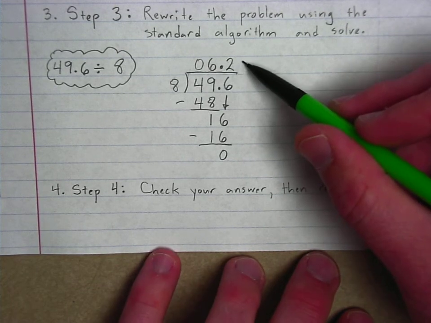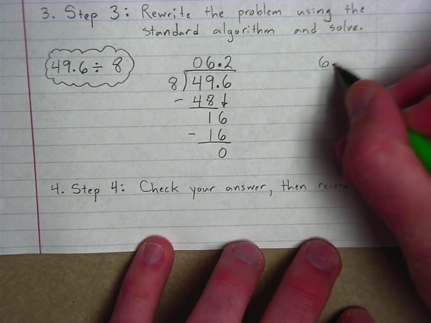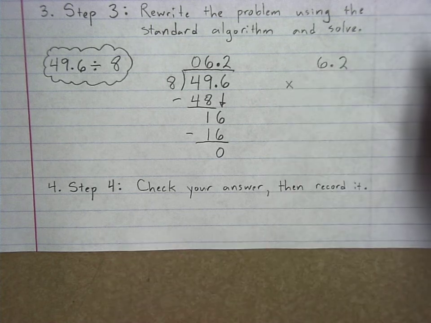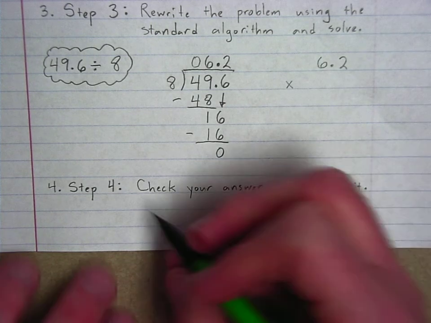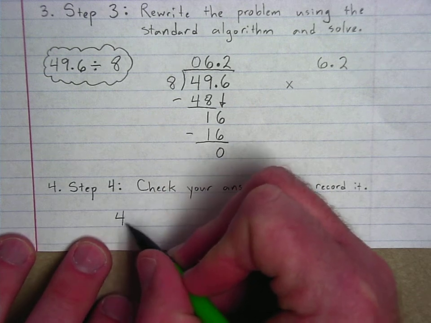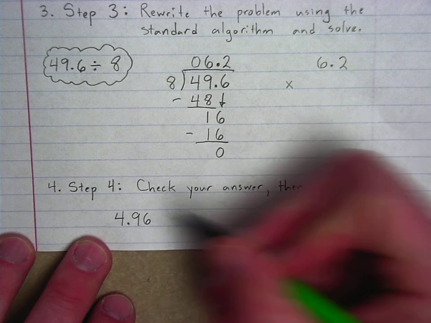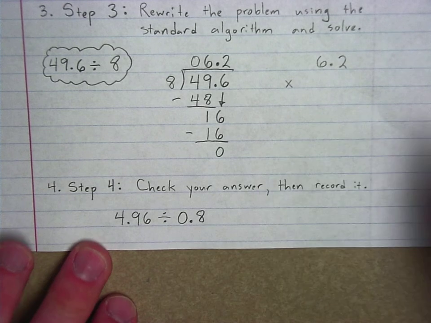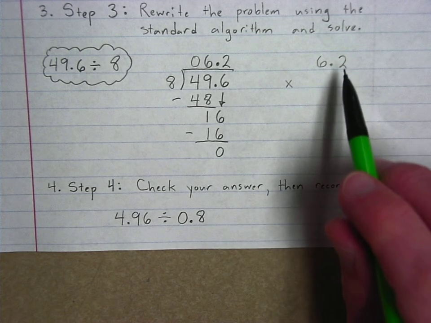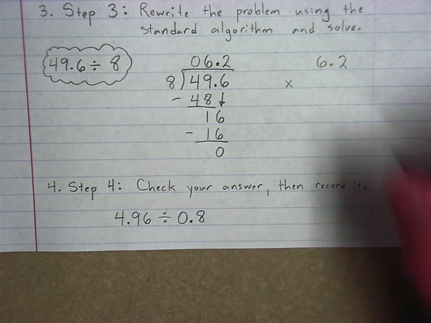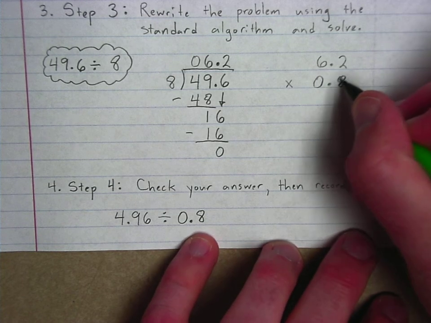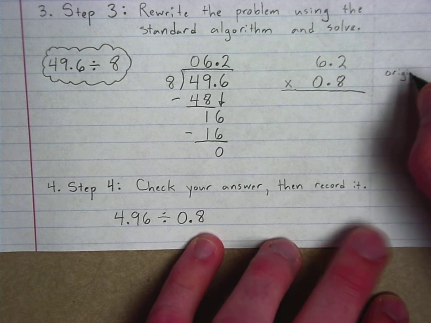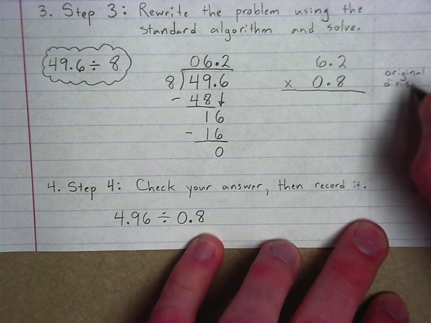I am going to take the quotient, 6 2/10, and I am going to multiply it. Now, be careful. Our original problem was 4 and 96/100 divided by 8/10. So I'm going to multiply my quotient by 8/10, not 8. I'm multiplying it by the original divisor. And I'm going to write that down. Original divisor.